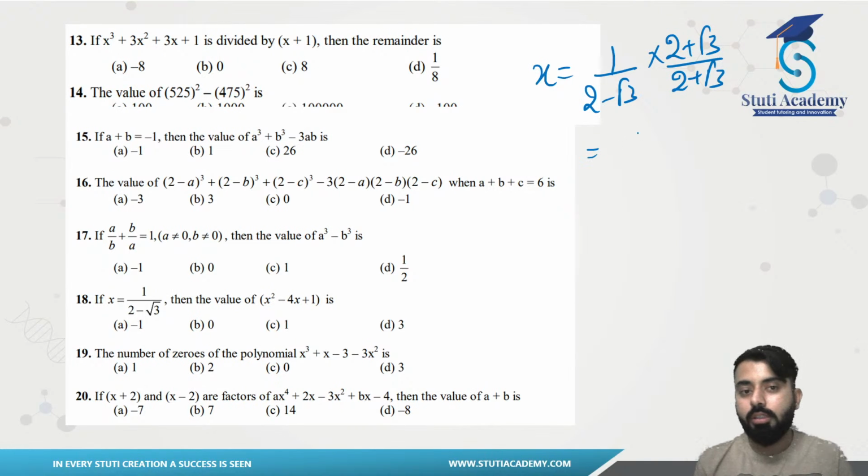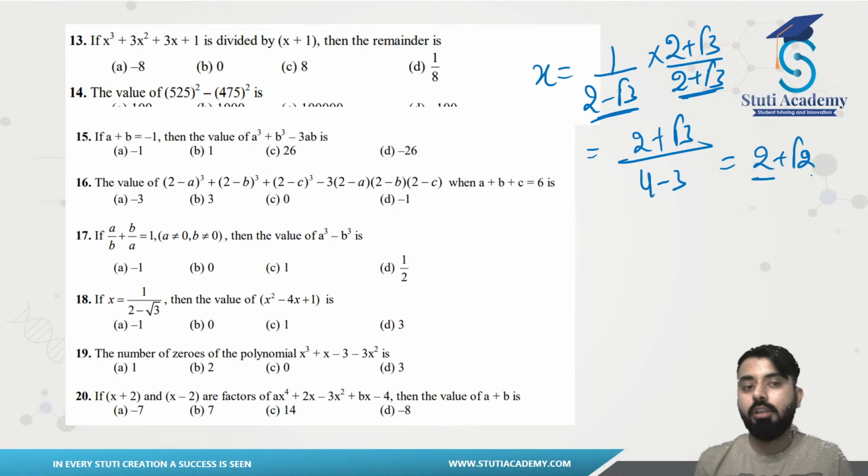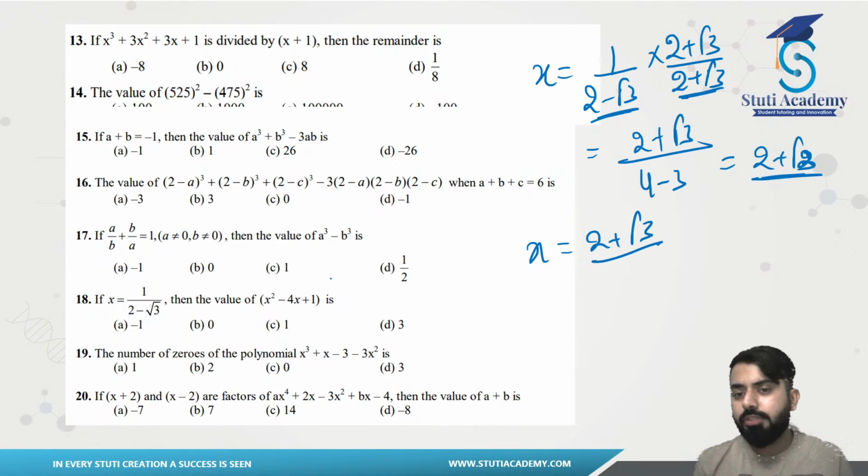So this will be 2 plus square root 3 over a minus b, a plus b, a square minus b square. So 4 minus 3, that will be 1. So your x will be 2 plus square root 3. Then you have to find the values of x square, 4x and 1.